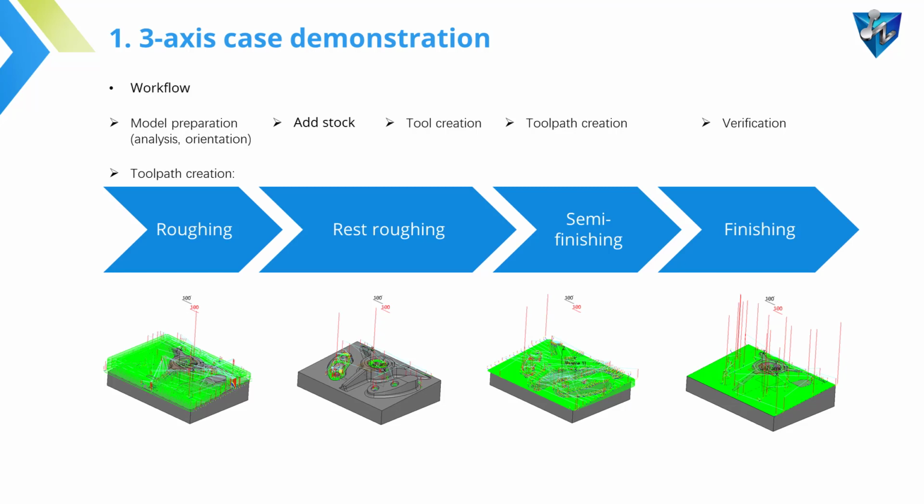In previous chapters, we've learned the knowledge of ZW3D through XCAM. Now we will use a case to demonstrate the comprehensive application of 3X. The general workflow is the same as 2X: model preparation, add stock, tool creation. For the tool path creation in 3X, it includes roughing, rest roughing, semi-finishing, and finishing in general. Then the last step is verification. Now let's go to ZW3D and check.